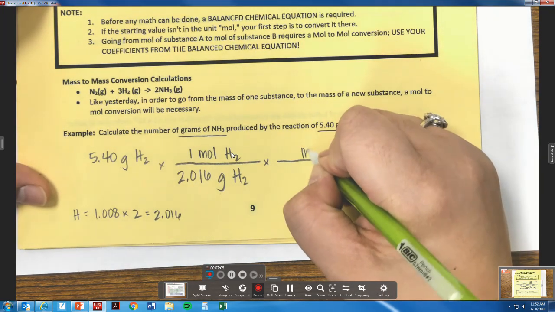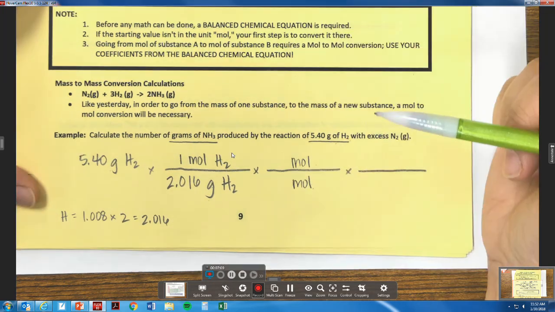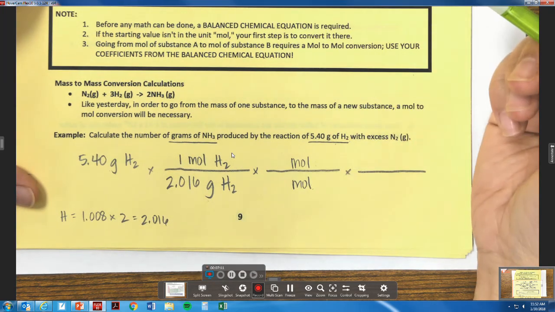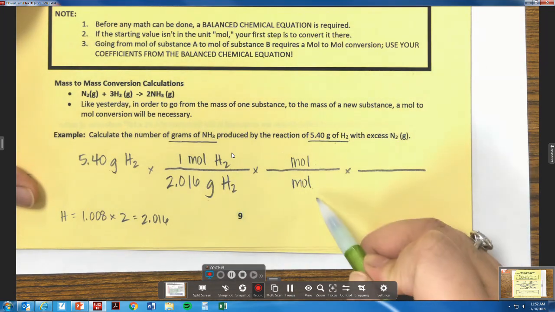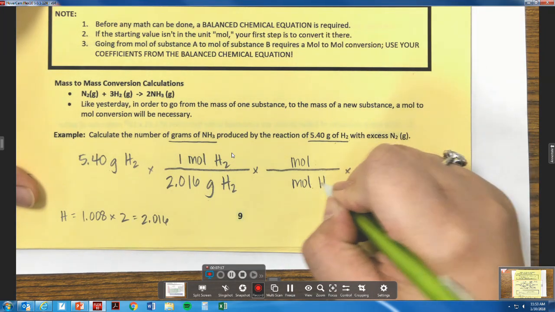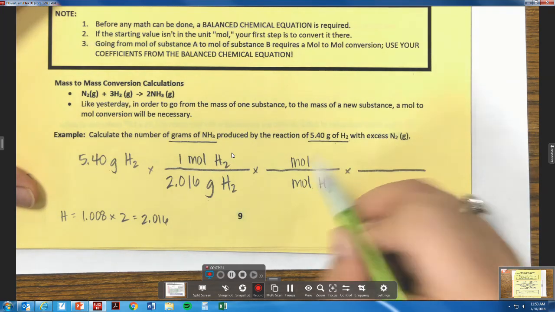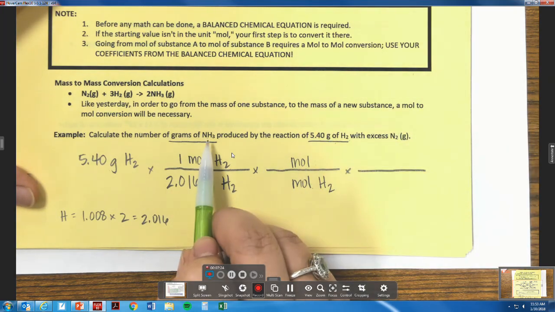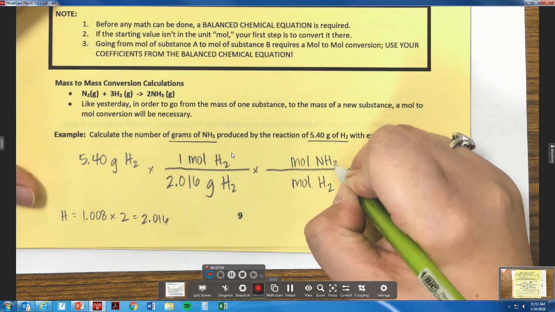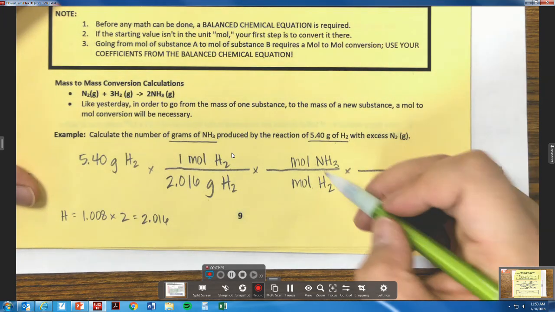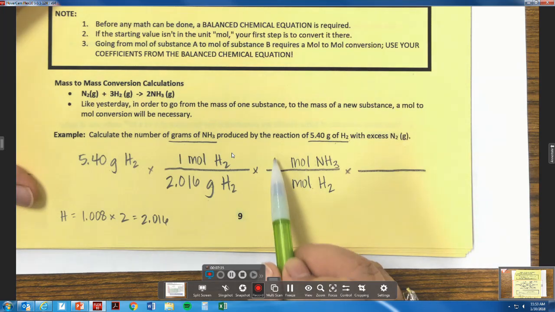Remember, it's always going to be a mole to mole conversion. That's what the coefficient ratio is. So if this is moles of H2, then diagonal of that also needs to be H2. And then moles of whatever I'm trying to find is going to be on top. So moles of NH3. We have to look at our balanced equation to determine what our coefficients are.